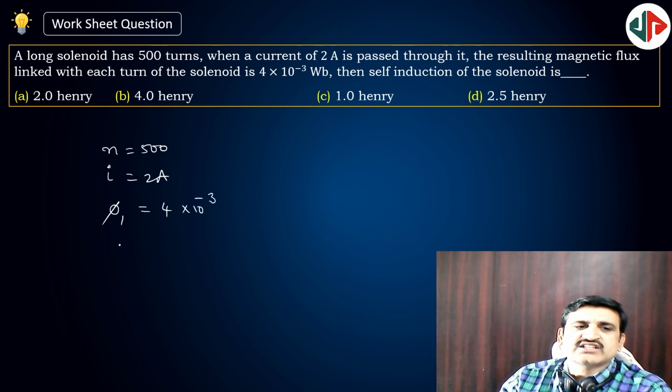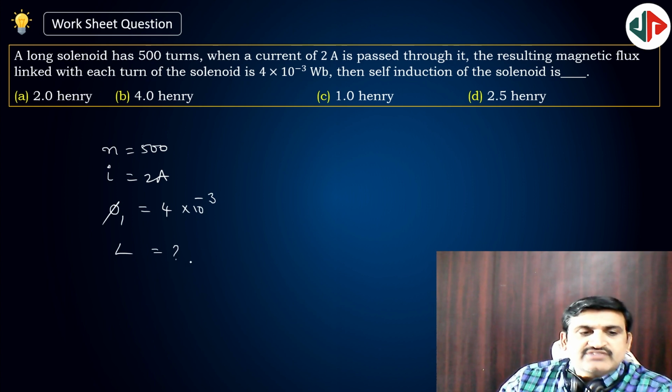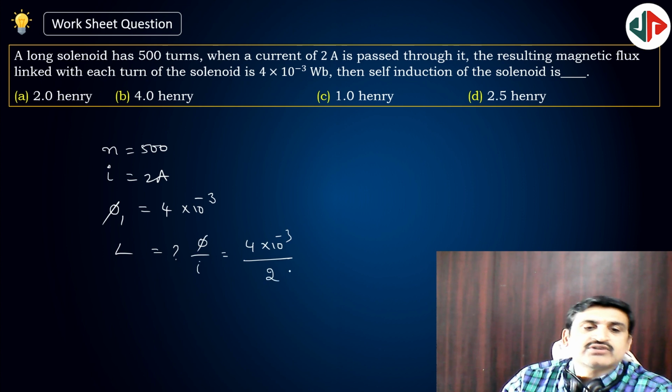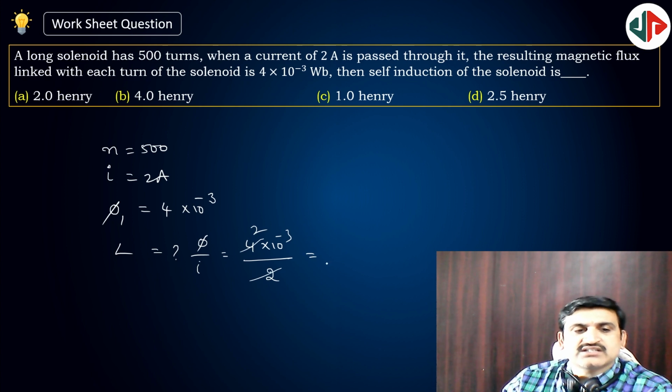The self-inductance L is equal to flux by I. Flux is equal to 4 into 10 to the power of minus 3, current is equal to 2. If you calculate for 1 turn, that will be the same only. That is 2 times 10 to the power of minus 3, 4 by 2 amperes.